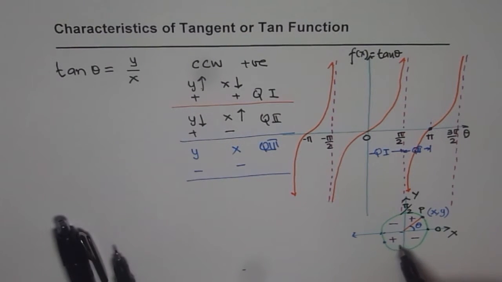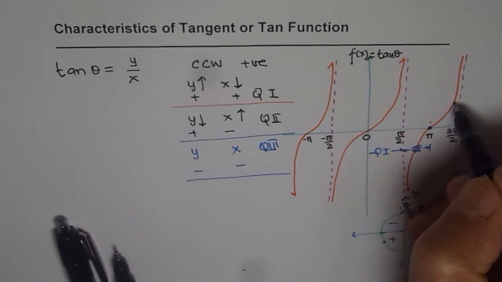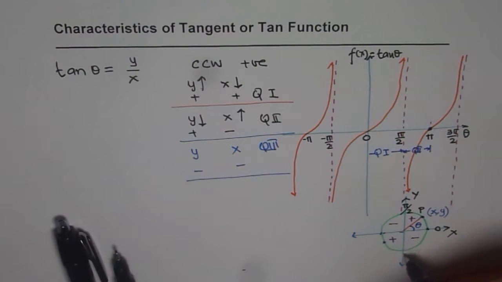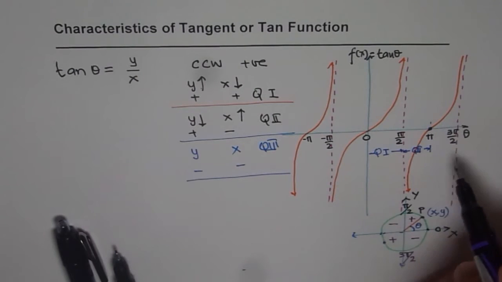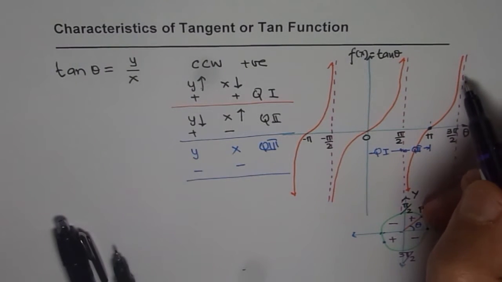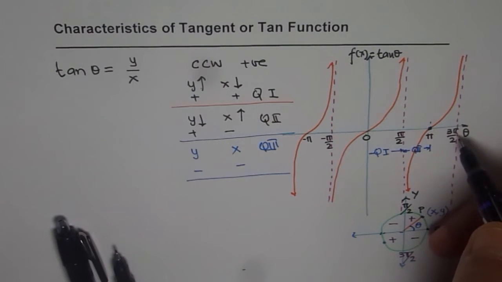Now, let's get back to quadrant 3. Y increases, x decreases. Therefore, in quadrant 3, we find the value of tan increasing. As we move towards 3 pi by 2, the odd multiple of pi by 2, x becomes 0. At this position, x is 0. The infinitely large value of tan x is represented by the vertical asymptote.